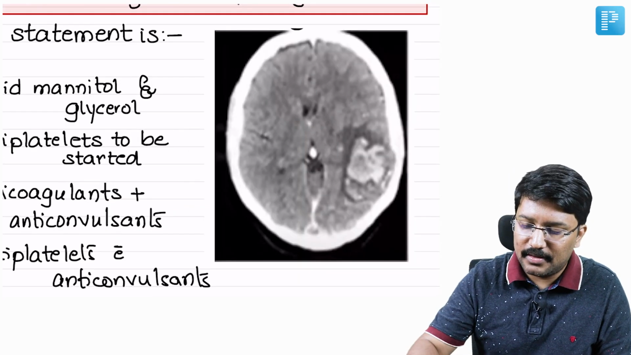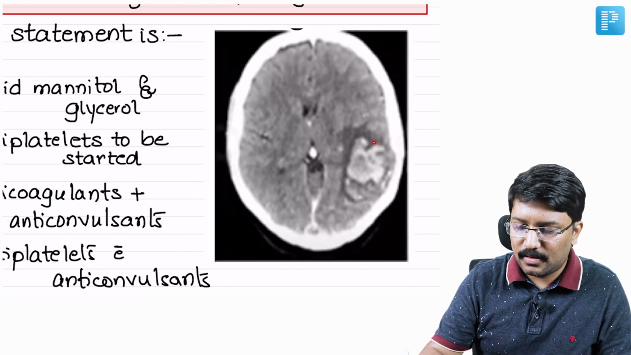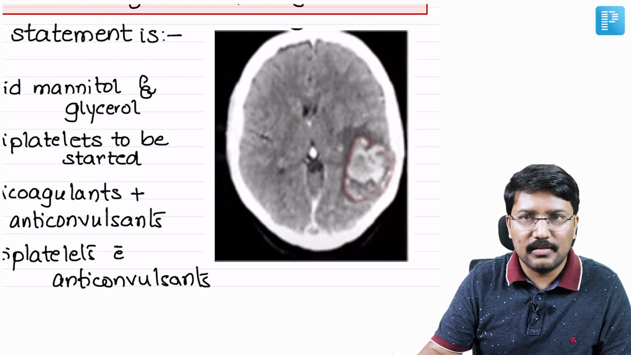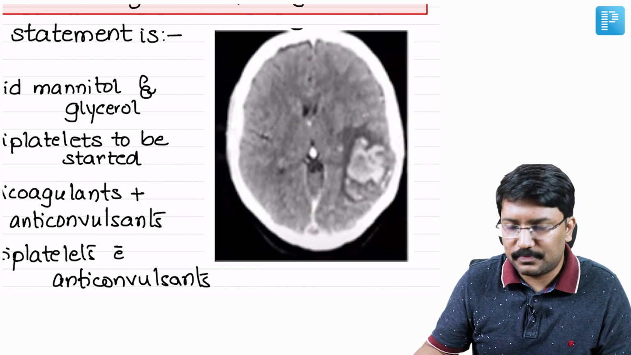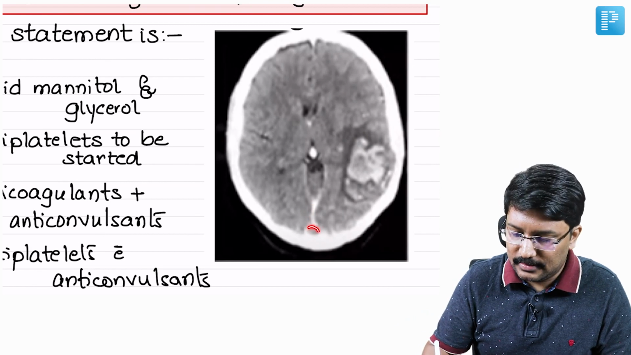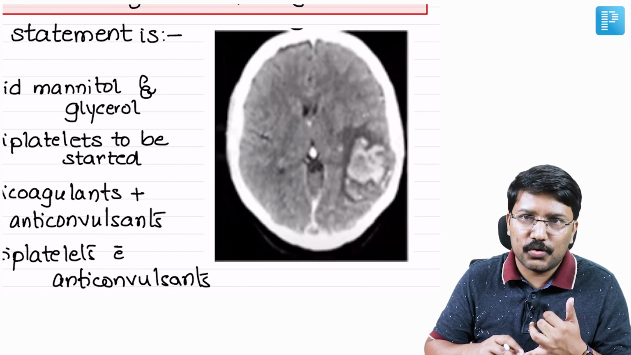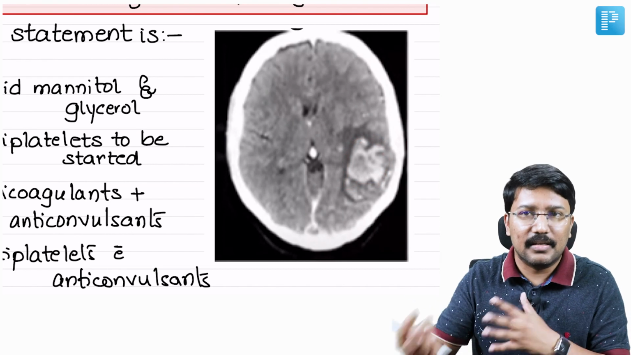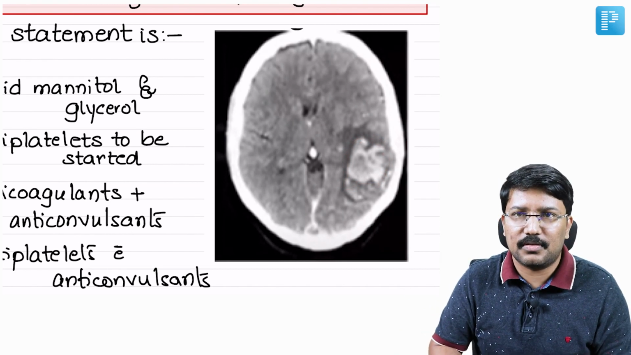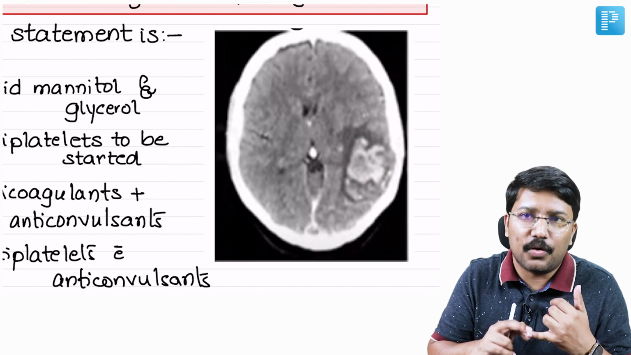First of all, what do we have in the image? In the image, we can see that there is a bleed. And we can notice that there is an empty delta sign. So this is basically a cortical vein thrombosis with venous infarct and then subsequent hemorrhagic transformation. So this is a venous hemorrhage and cortical vein thrombosis.